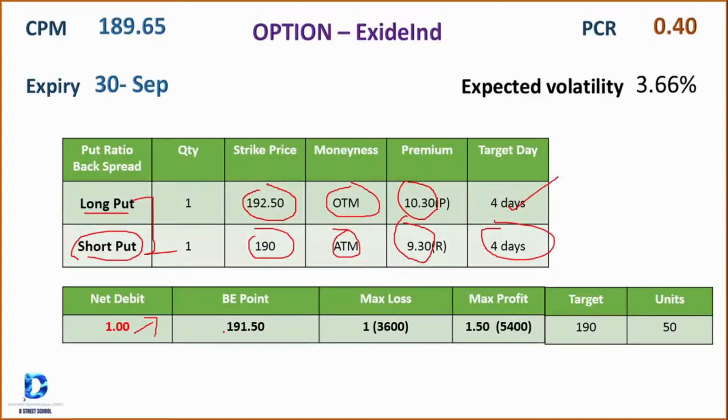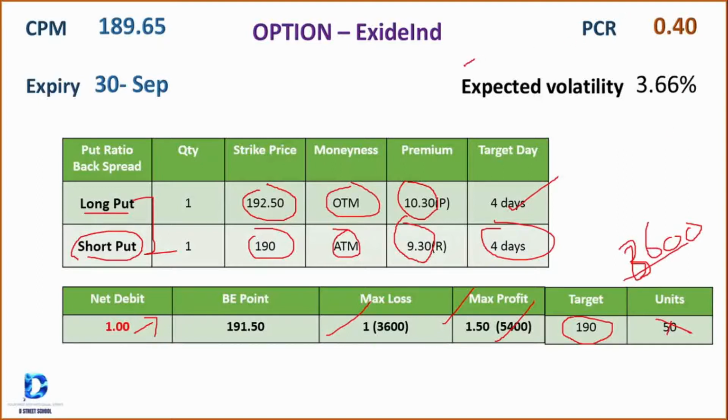And what is the break even point? Once the price comes below 191.50, we will start booking profit. Our maximum loss would be 1 rupee on premium. Maximum profit would be 1 rupee 50 paise on premium. In rupees, 3,600 rupees is the maximum loss, and 5,400 is the maximum profit. Our target would be 190. If the price reaches 190, we will start booking profit. So 1 rupee profit, 1 rupee loss on premium, which equals the units of 3,600.